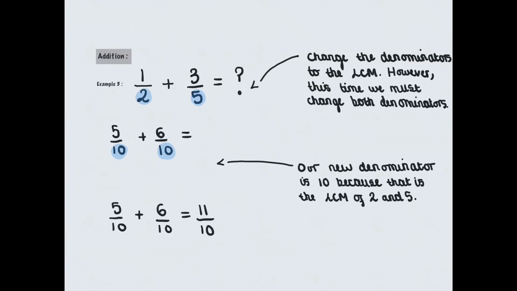For our final step, we're just going to keep the denominator as 10 and do 5 plus 6, which is 11, which would mean 11 over 10, and we just convert it to a mixed number. So 1 times 10 is 10, plus 1 is 11, therefore it's 1 whole 1 over 10.